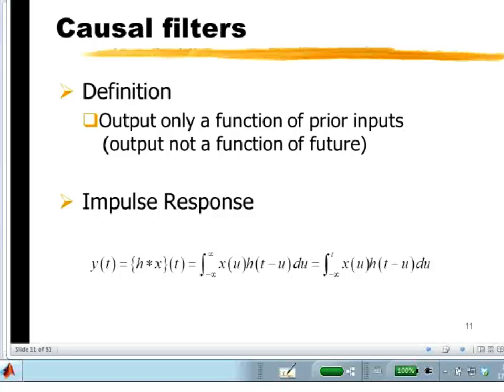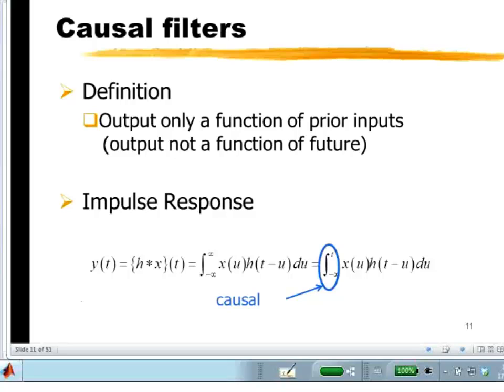And then again, just to see the impact of what a causal filter is, let's look at the impulse response, small h of t, of a system. We have the output y of t equal to the convolution of the impulse response h with the input signal x. We have the integral definition of a convolution. And then finally, to the right, we have changed the limits of the integration from minus infinity to infinity to instead be from minus infinity to t, the current time.